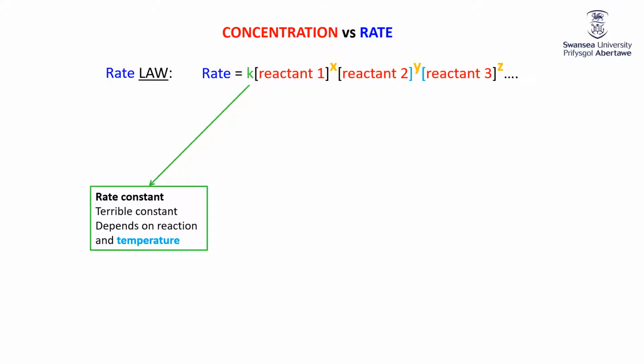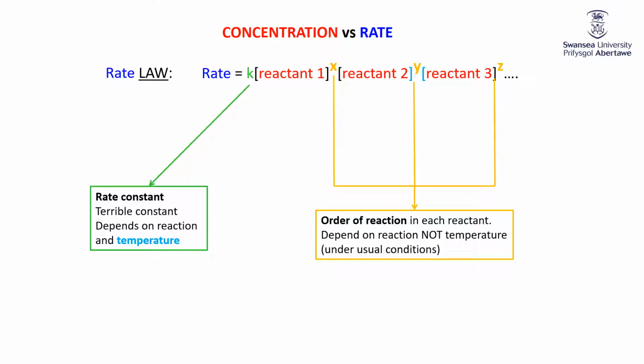Constant of proportionality. It's a terrible constant because not only does it change from one reaction to another one, within a given reaction it changes with temperature. So anytime you have to study the rate of a reaction, you have to do it using a controlled temperature environment. For us, that usually means you do it in a fixed temperature water bath.